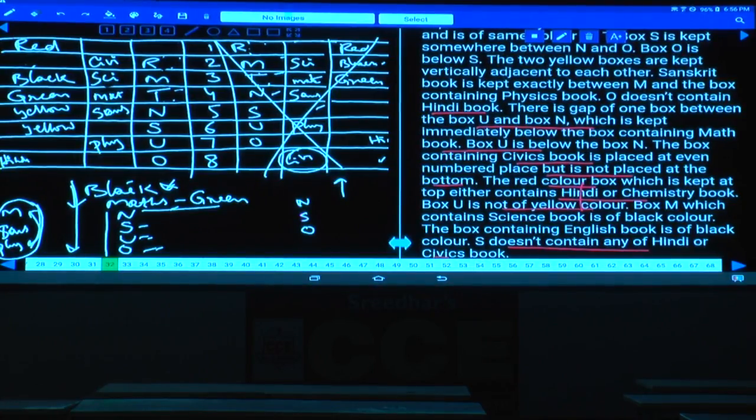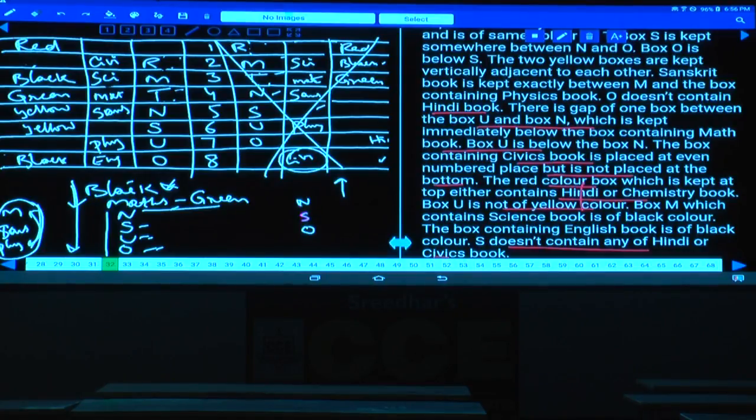If these two are yellow and yellow, then English must be of which color? English must be of black color. As English is of black color, then where can we have this English? English must be at the bottom. That is the only possibility left over, isn't it? English must be at the bottom. As English is at the bottom, and this one is which color? Black color.